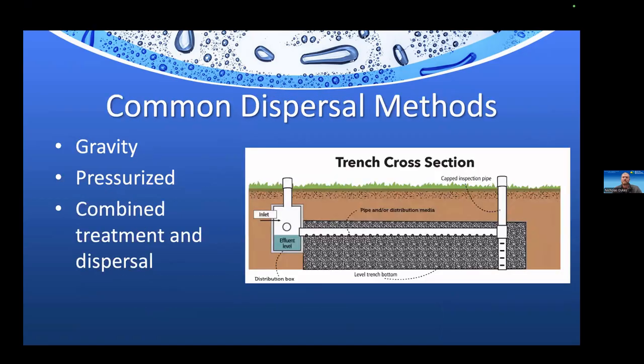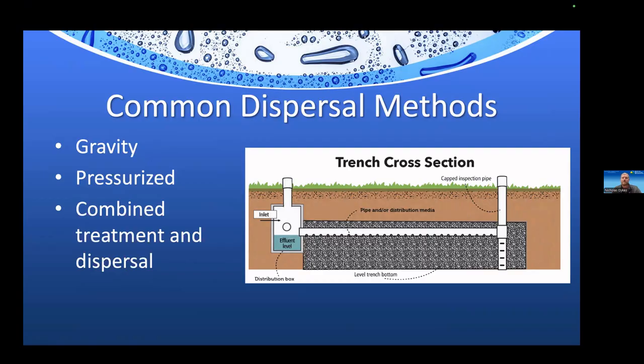So let's look at some common types of systems. I'm going to go through quite a few of these right now, and you may recognize at least one of these as having it in your backyard. We have many common dispersal methods. A lot of them are gravity or pressurized. We talked about that earlier. We can have either or. And we also have some combined treatment and dispersal methods out there.